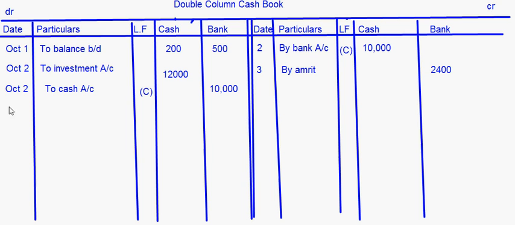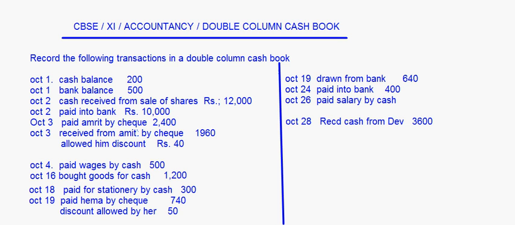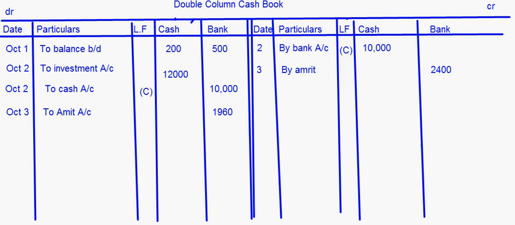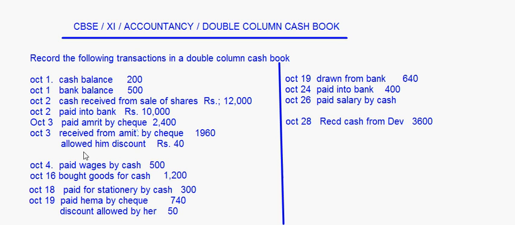So here, October 3rd, you will write to Amit account. You will write only that amount which has been received by check. You will not put the cash discount that is allowed here. See, allowed him discount rupees 40, this will not come, right? So receipt from Amit by check means that is increasing your bank balance by 1960, right?